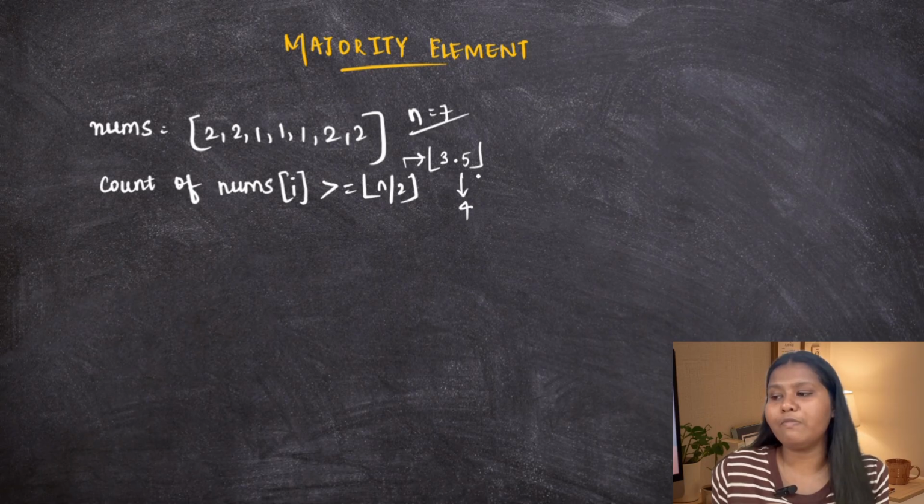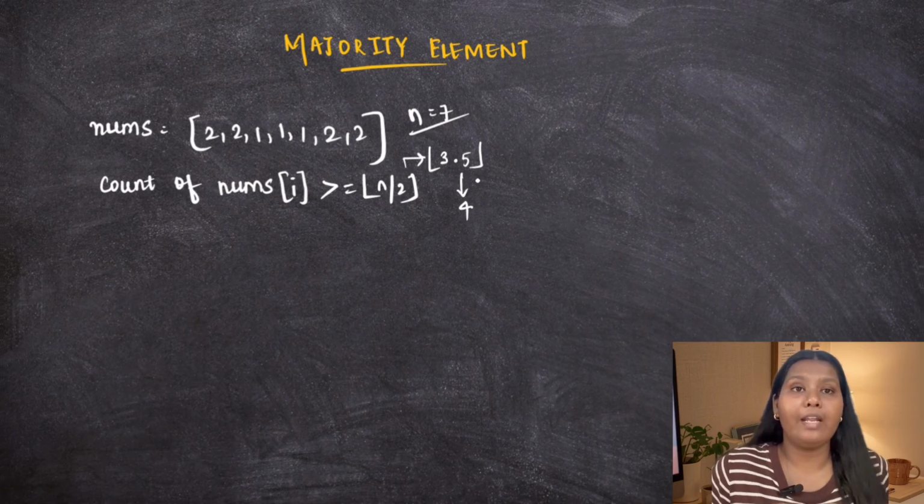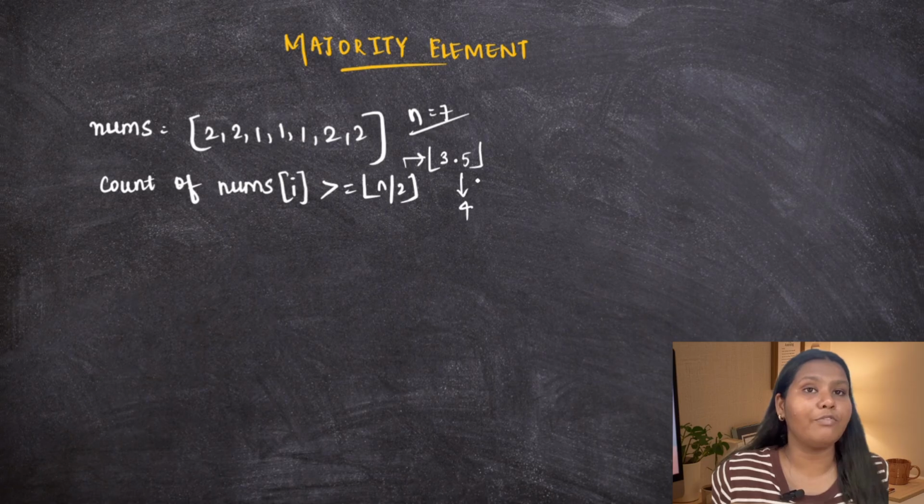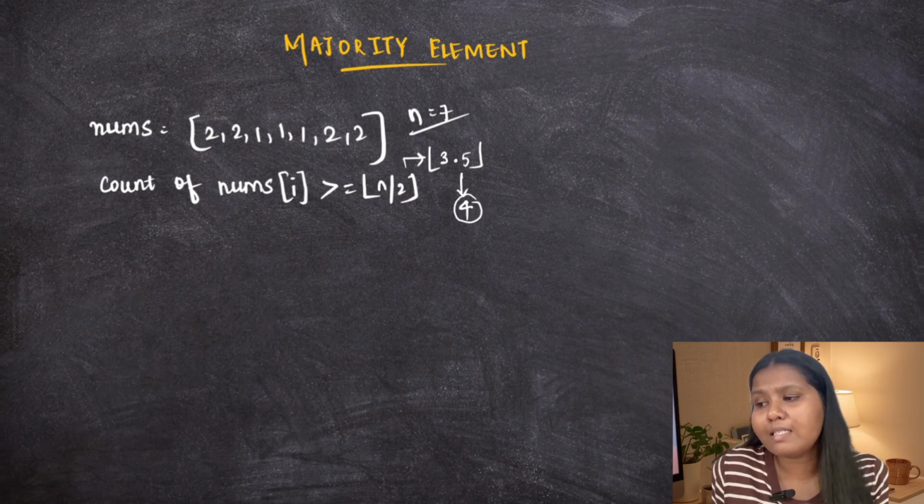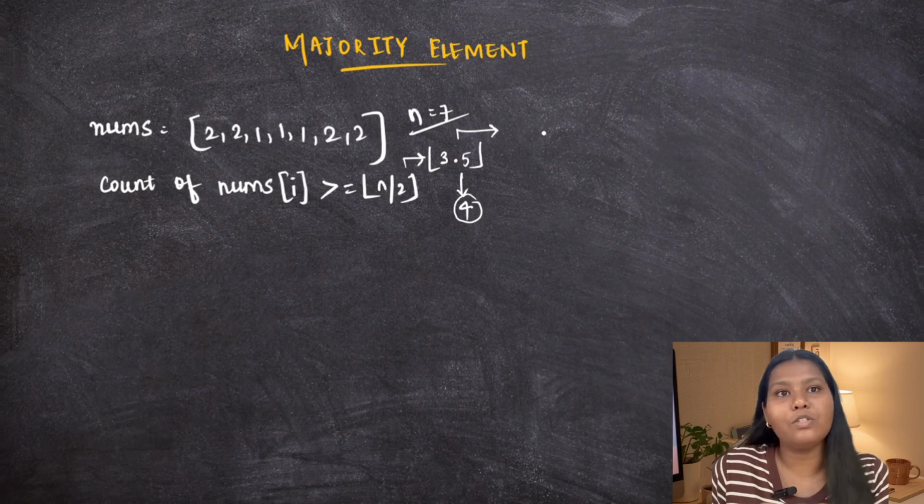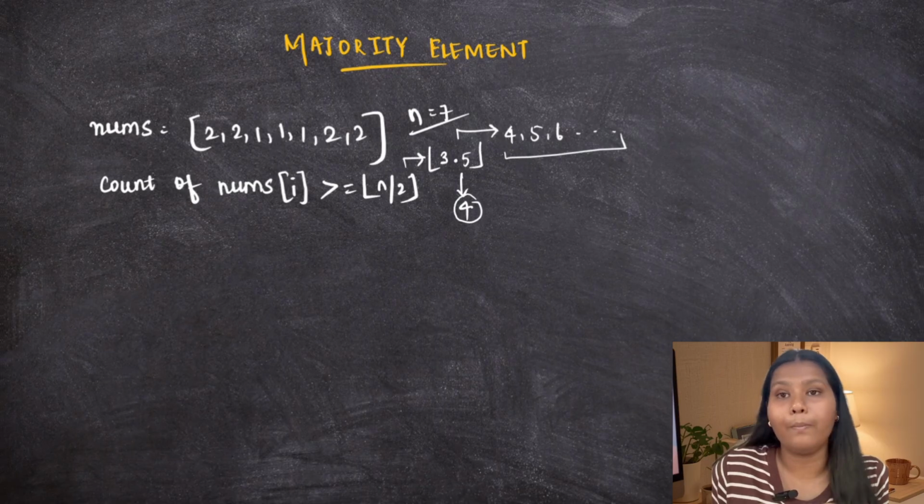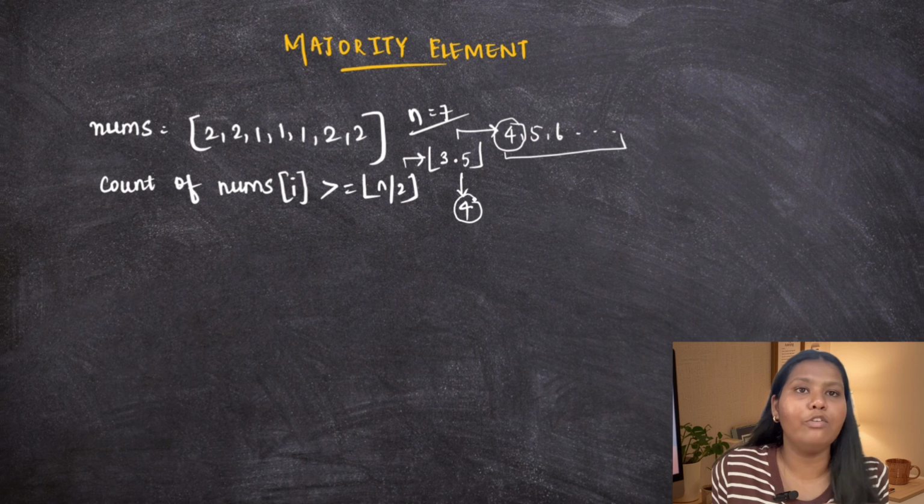Why we need to take this function is, see, you cannot have an element which is present for 3.5 times. It can be present for 3 times or it can be present for 4 times. It cannot be present for 3.5 times. So if I take this function, what it does is it gives the smallest integer which is greater than 3.5. See, there are many integers which are greater than 3.5, that is we have 4, 5, 6 and so on. But among all of these numbers, 4 is the smallest one. So this function gives you the value 4.